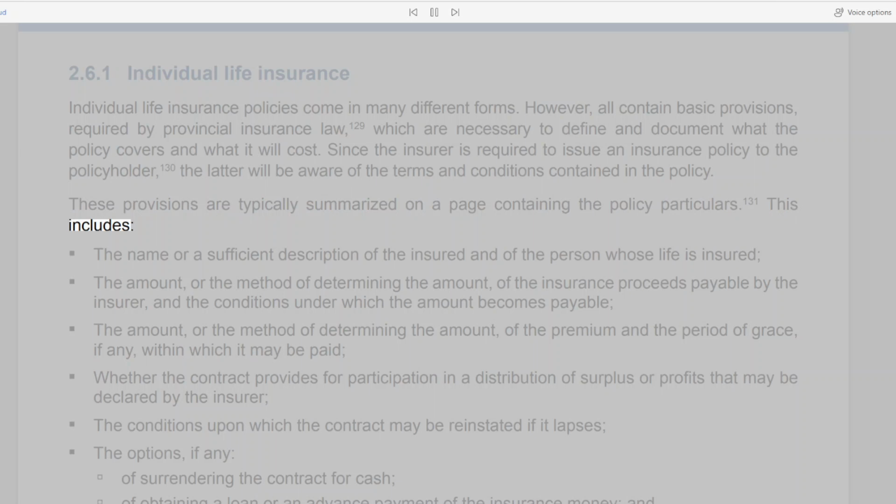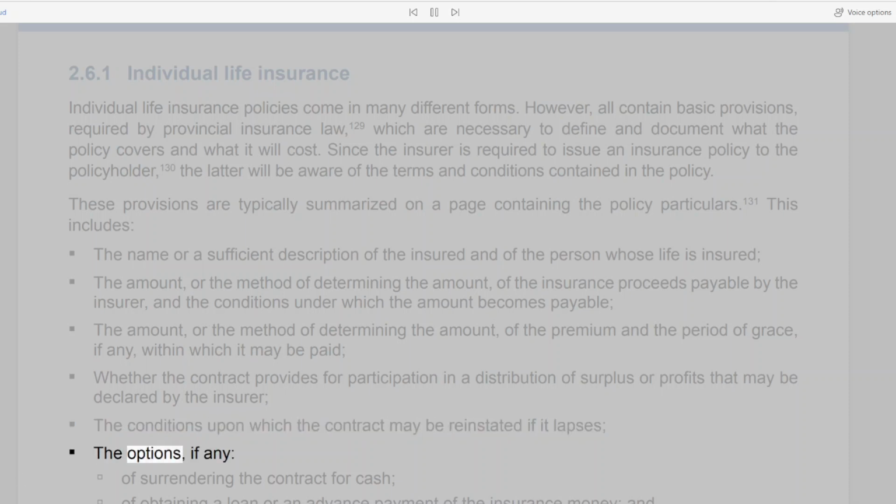This includes the name or a sufficient description of the insured and of the person whose life is insured. The amount or the method of determining the amount of the insurance proceeds payable by the insurer and the conditions under which the amount becomes payable. The amount or the method of determining the amount of the premium and the period of grace, if any, within which it may be paid. Whether the contract provides for participation in a distribution of surplus or profits that may be declared by the insurer. The conditions upon which the contract may be reinstated if it lapses.